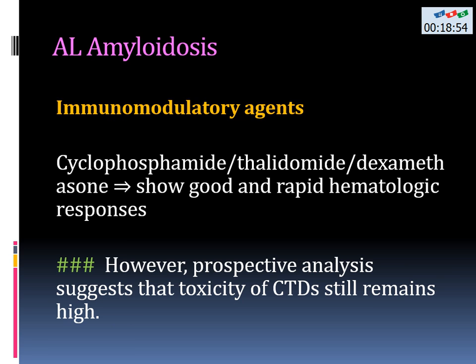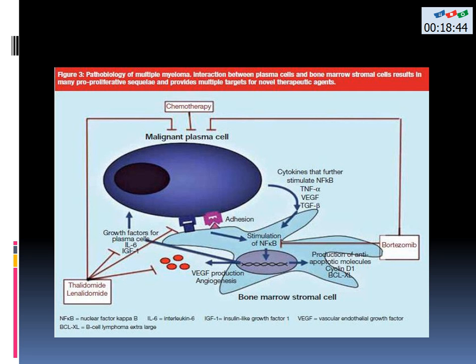So what's next? Immunomodulatory agents like thalidomide and lenalidomide show a good response. However, the toxicity is very high. As you can see, how do they work? This is a malignant plasma cell, and this malignant plasma cell stimulates the macrophages. There seems to be some interaction between the two. There is a common language.